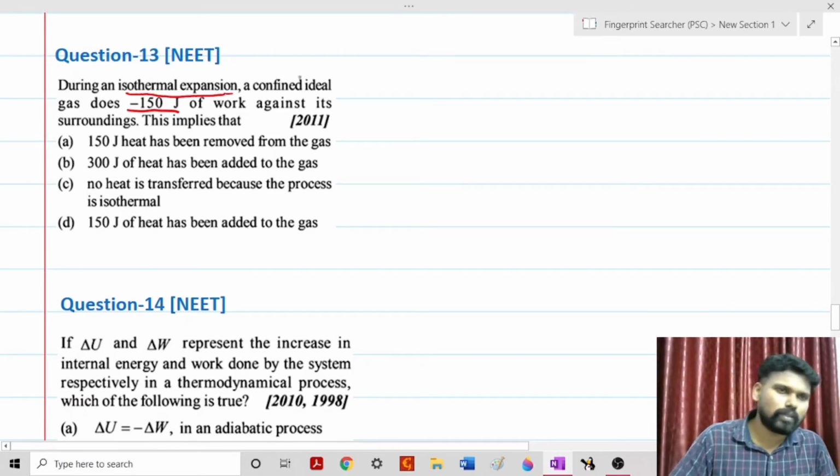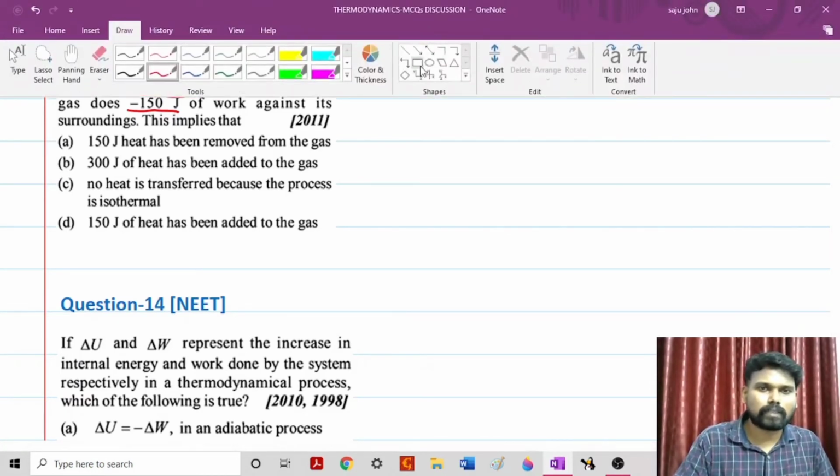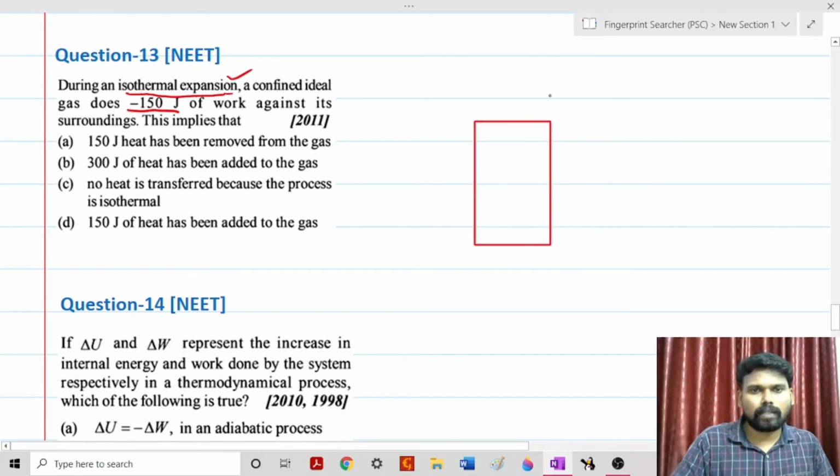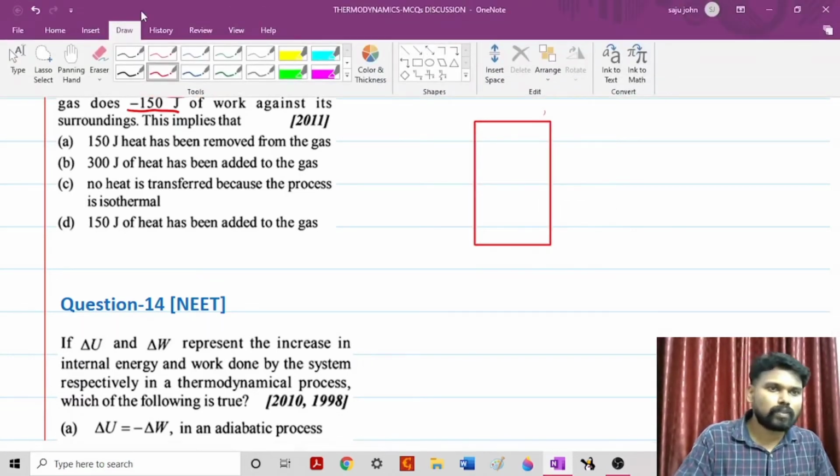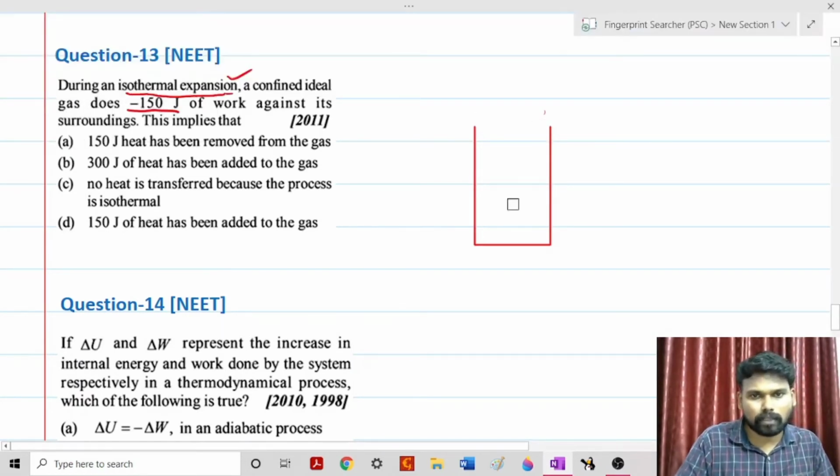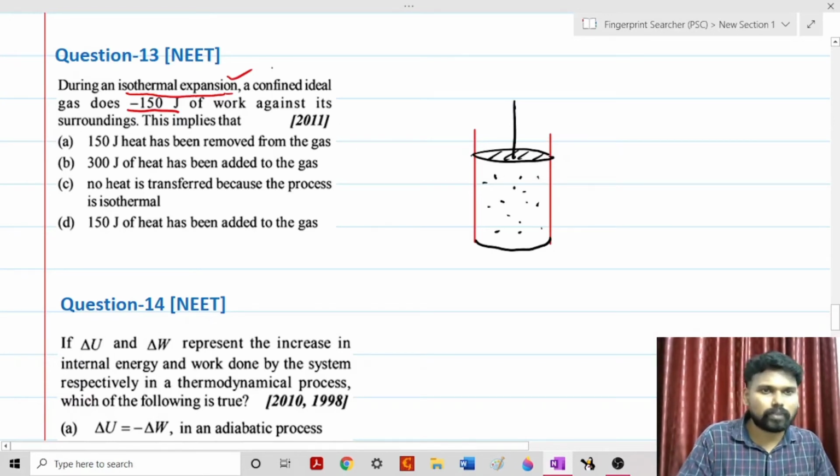No problem here. You can see that it is an expansion. Okay, it's an isothermal expansion. How does an isothermal expansion take place? What happens in an isothermal expansion? In an isothermal expansion, the system absorbs heat from the surroundings. Suppose it's a system like this. Suppose there is a piston, an airtight piston. It's a gaseous system. How can an isothermal expansion take place?